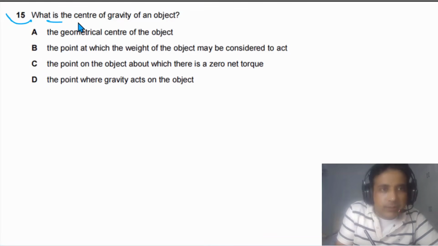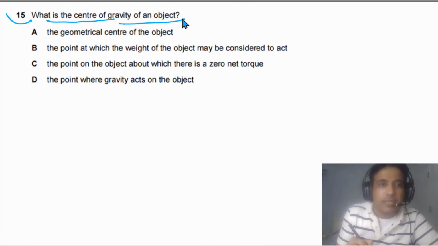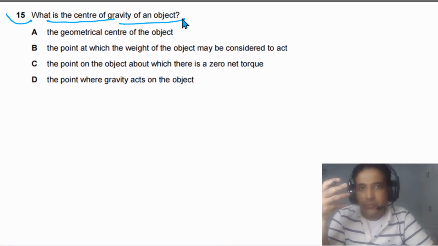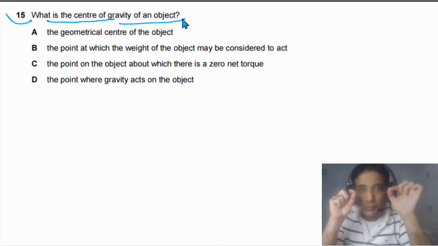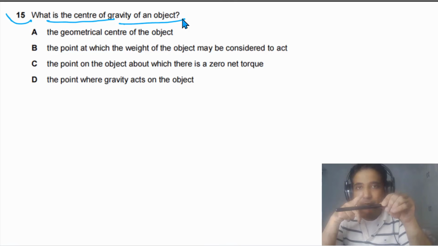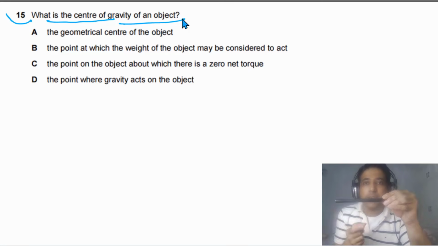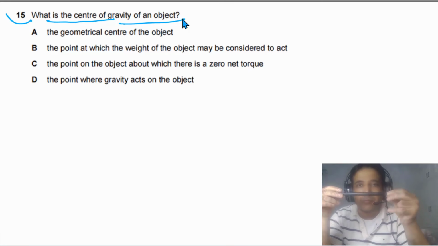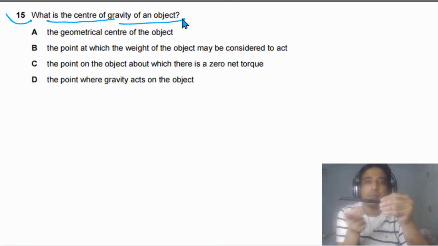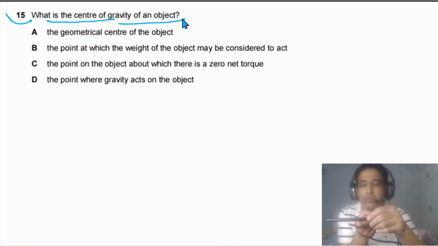Question number 15 says, what is the center of gravity of an object? So first of all, let's try to understand what the center of gravity of an object is. The center of gravity of an object is the point where the whole weight of the body may be considered to act. And if we apply a single upward force at that point, that is equal to the weight of the object, we can balance that object. Let's say we have this object. So where is the center of gravity of this object? You can find it simply by sliding your finger under this one. So at one point you will see, if you place your finger, you can balance this one.